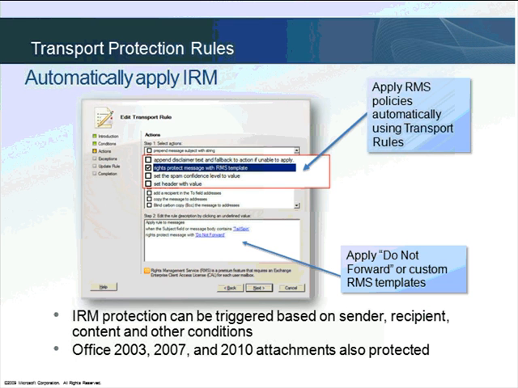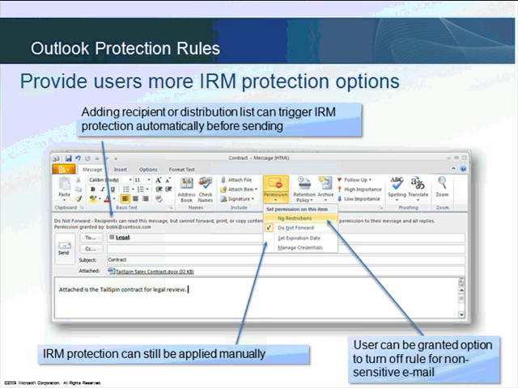Next up is how to apply IRM automatically. That's the example that we've seen some time back. We can set up the rights protect message RMS template. We have seen this demo some time back. So depending upon the conditions you're setting up, you can use that RMS template to set up a rule.